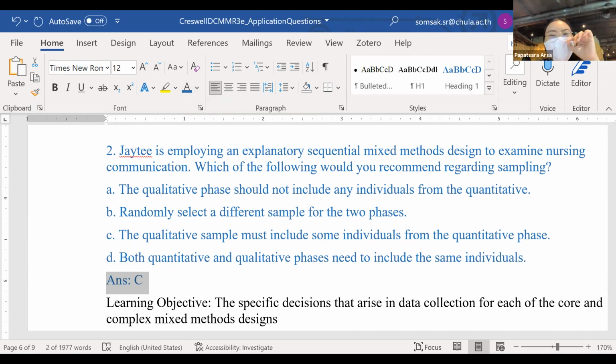So you start with quant and then qual, right? And the qual sample must, as Creswell says, not just should, must, include some individuals from the quantitative sample. They are the same people, right? Yes. Good try. You survive, quick. Otherwise, you have to buy cake.